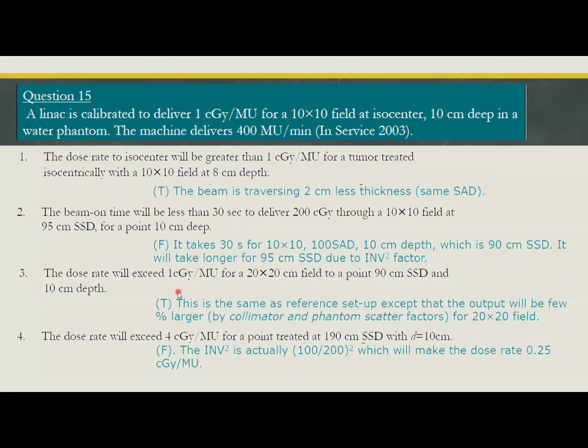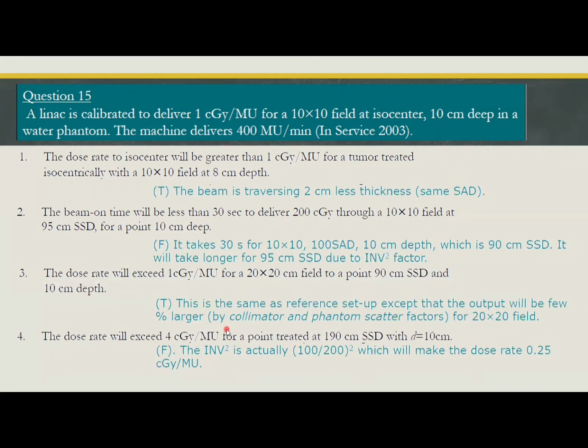The dose rate will exceed 1 cGy per MU for 20 by 20. This is the same as the reference setup, except the output will be a few percent larger due to the collimator and phantom scatter. The dose rate will not exceed 4 cGy per MU. The inverse square law is actually 100 over 200 squared, which will make the dose rate about 0.25 cGy per MU.